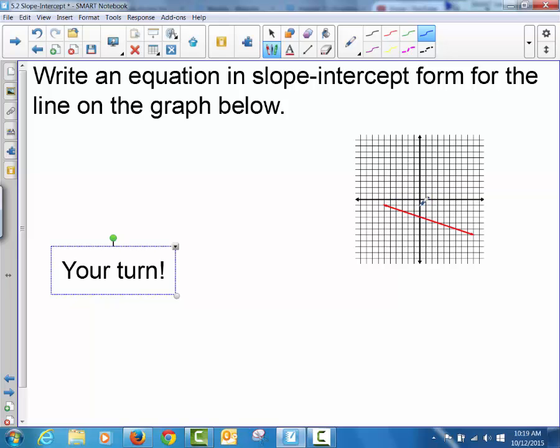Alright, so we've got a negative 1, 2, 3. Let me write y equals mx plus b. Our y-intercept is negative 3. Now let's find another place where it crosses right here. So that means we went down 1 and we went right 1, 2, 3. Down 1 and right 3. So now we can write our equation. y equals negative 1/3 x minus 3.